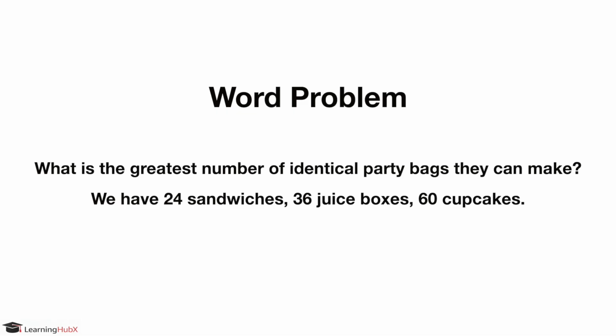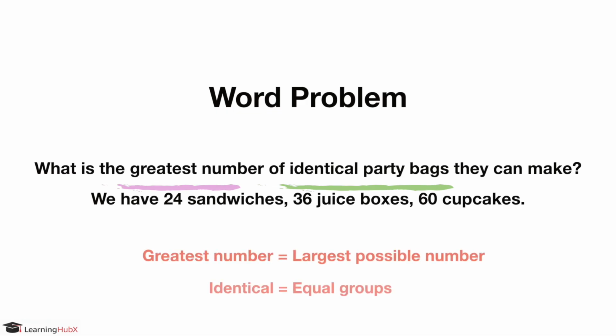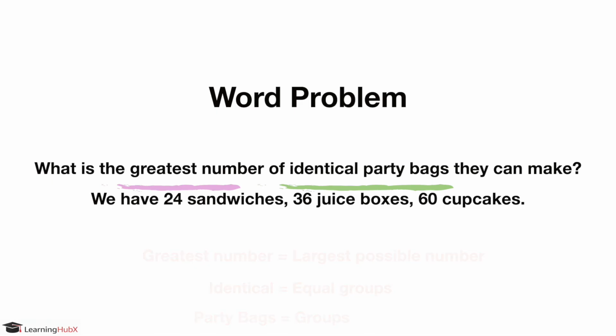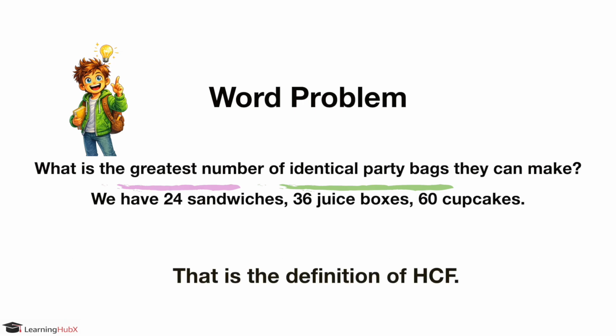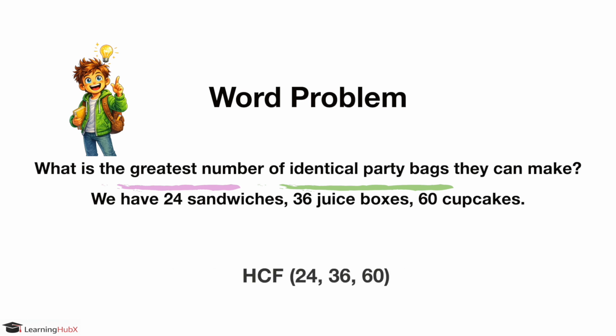Instead of looking at the numbers first, look at the words. What are the important words here? Greatest number, identical, party bags. Now let's translate them one by one. Greatest number means the largest possible number. Identical means equal groups. Party bags means groups. So the question is really asking, what is the largest number of equal groups we can form without any leftovers? And that is exactly the definition of highest common factor. So mathematically, we write HCF of 24, 36, 60.